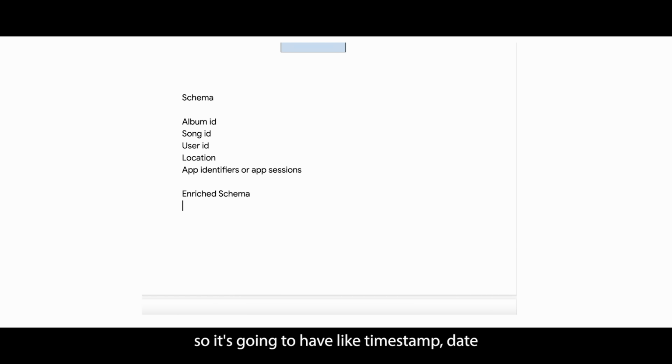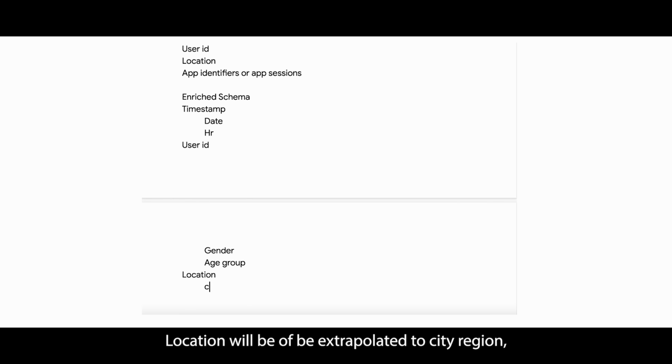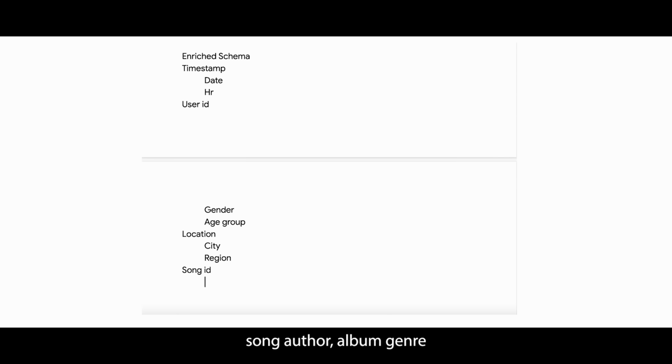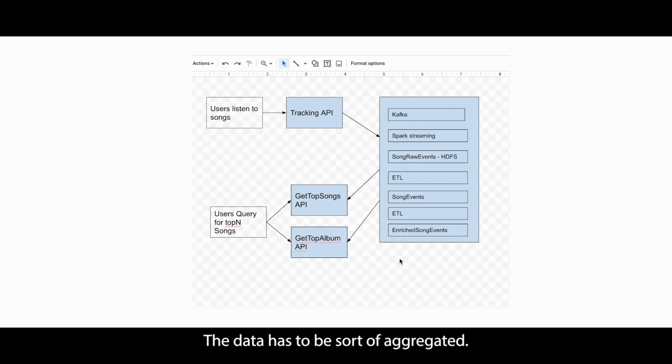So it's going to have timestamp, date, hour, where the timestamp is derived into those, and user ID, now we'll have gender, age group, which is again derived from the user data. Location will be extrapolated to city, region, song author, album genre, and then other information about API credentials and so on. That makes sense. Okay. Yeah, after this the data has to be aggregated.